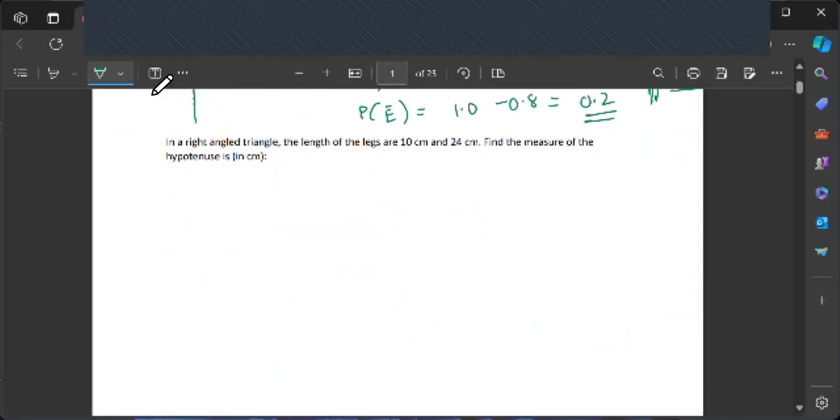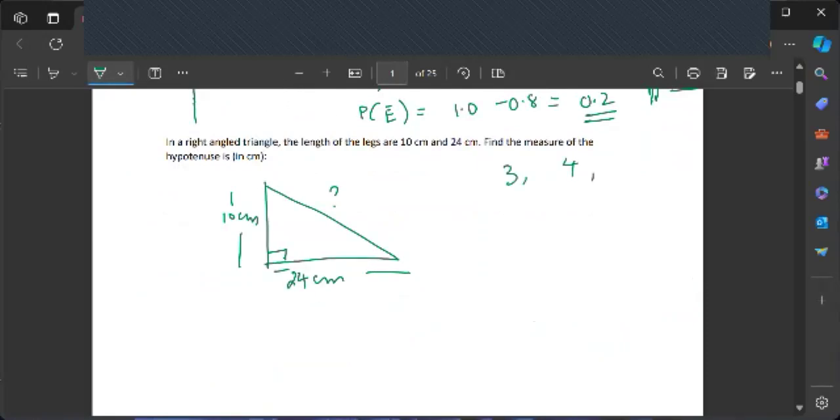Next is, in a right angle triangle, the legs are 10 centimeters and 24 centimeters, the legs. Find the measure of the hypotenuse. So for this, you should have a knowledge of the triplets. We have given you a lot of triplets, right? So 3, 4, 5, and their blown up versions. You can multiply all of them by a fixed number, all of them by 2, all of them by 3, all of them by 5.